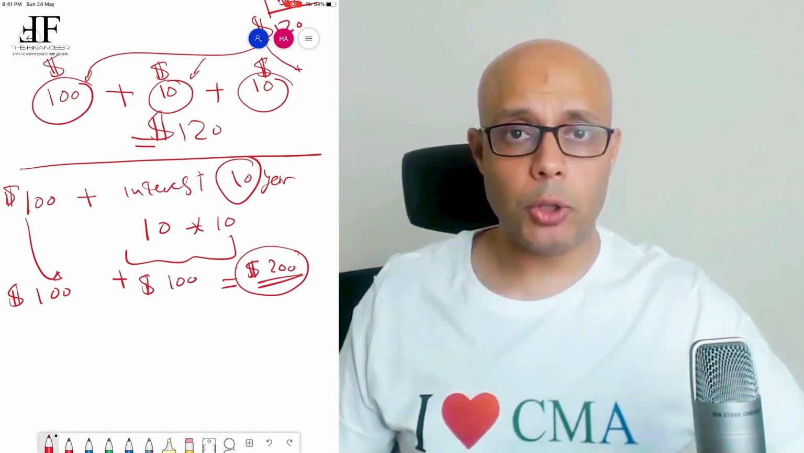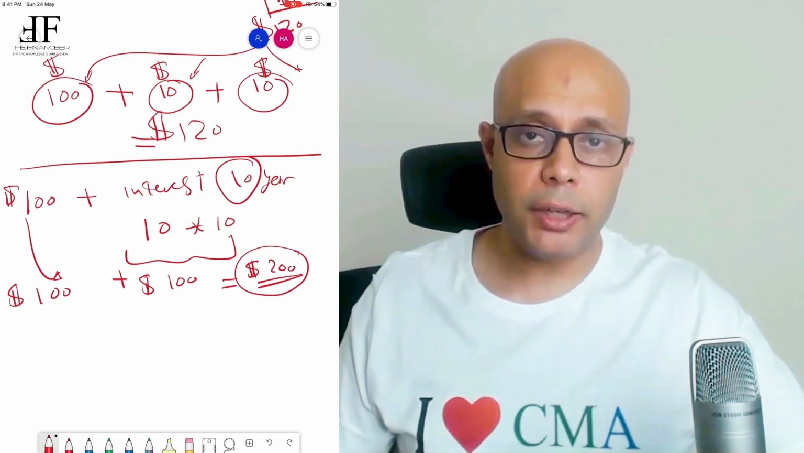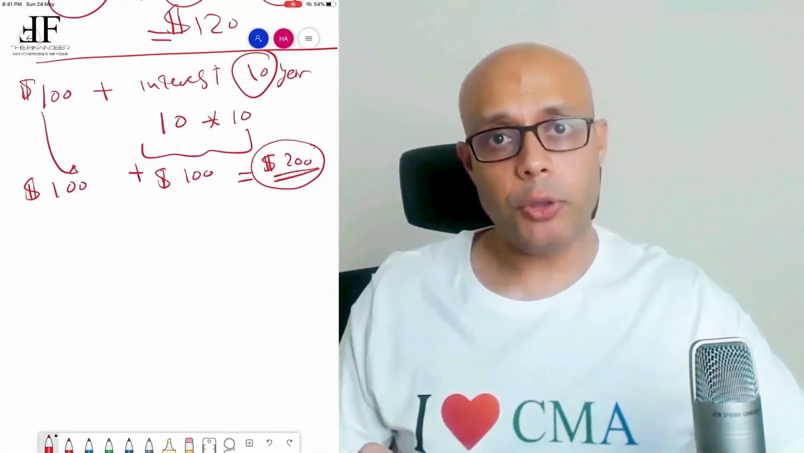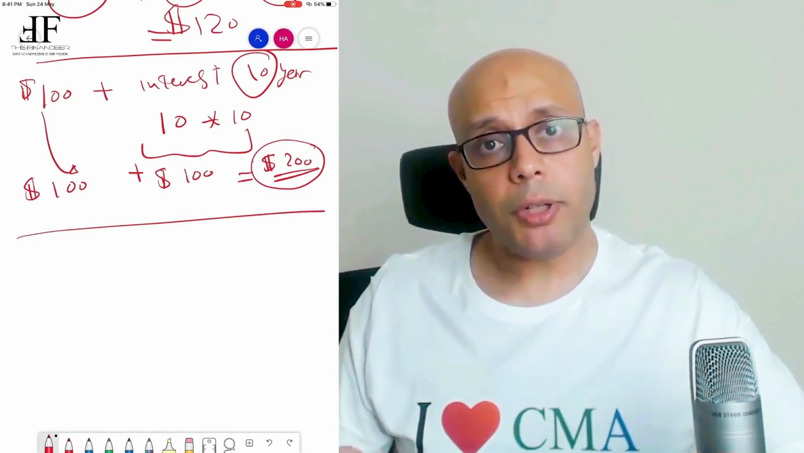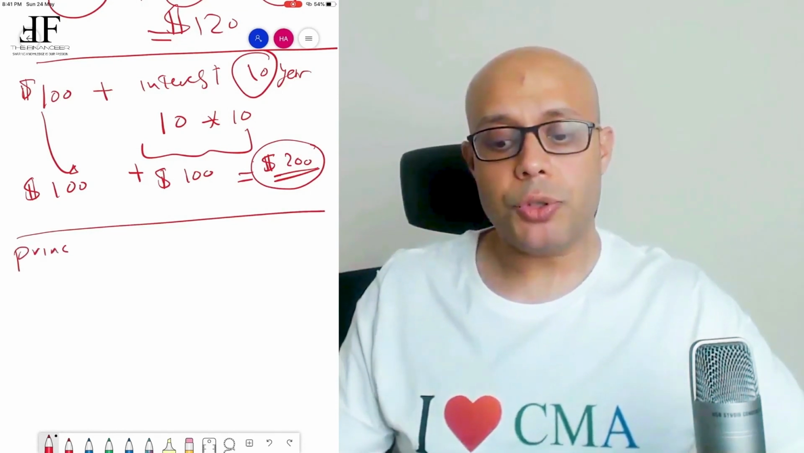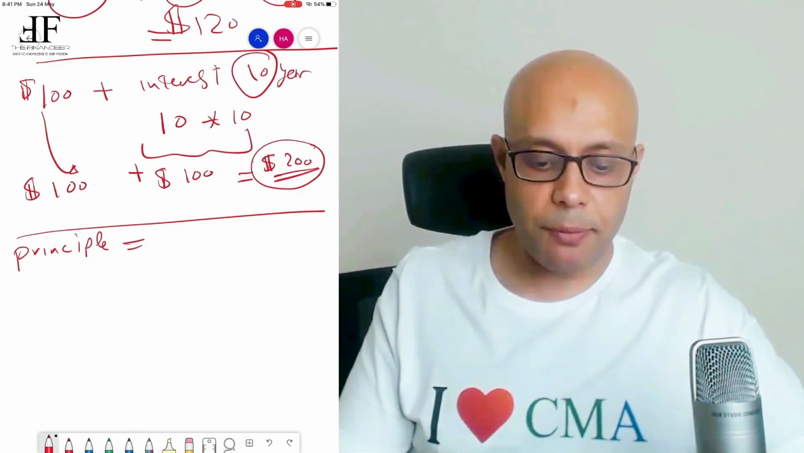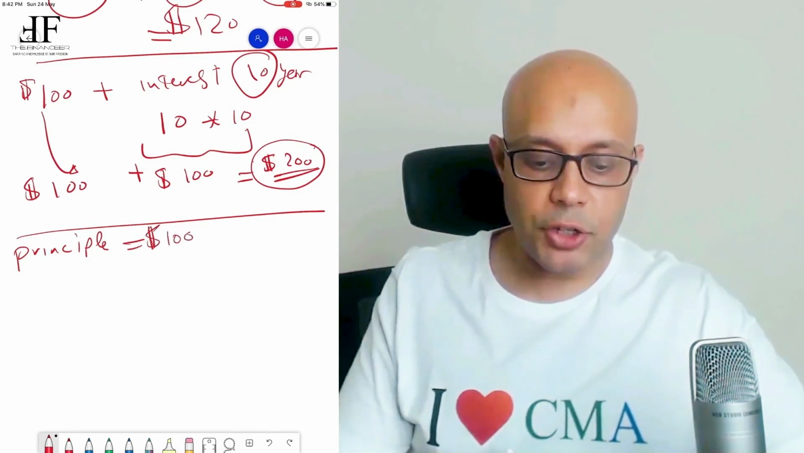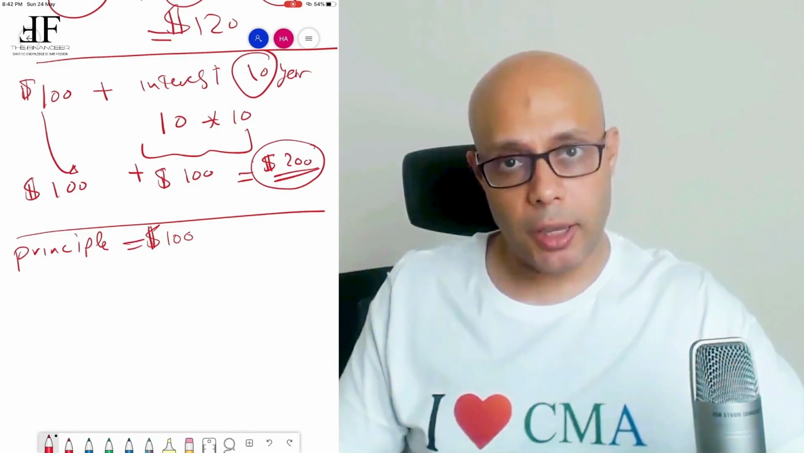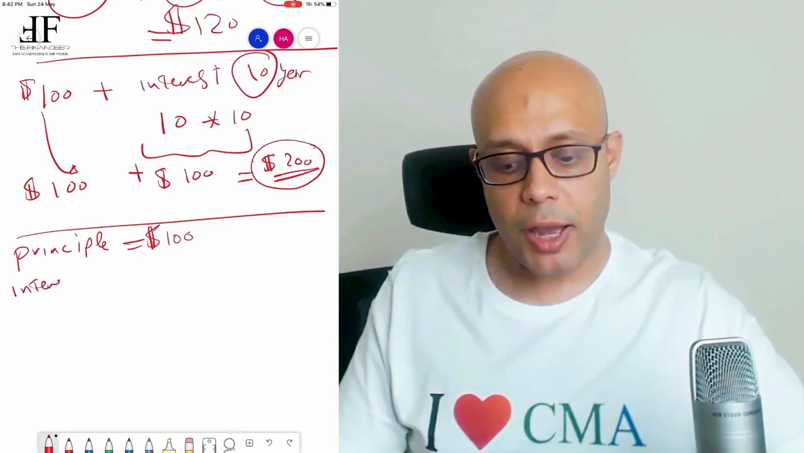Let's remember it because we are going to compare it with the compounding interest calculation. Before going to explain the compounding interest calculation, let's review some terms that we have just explained. We explained that we have something called the principal. This is the initial deposited amount in your account, and in our case it was $100.